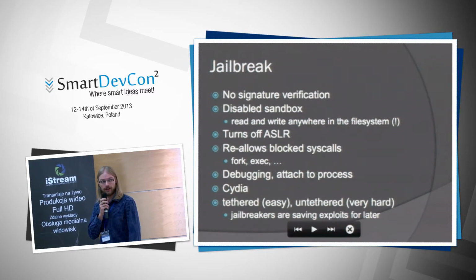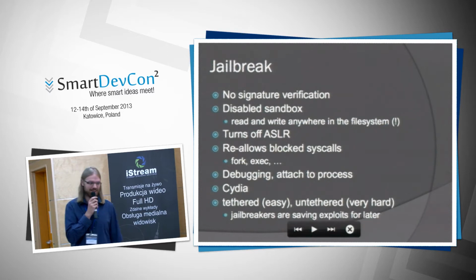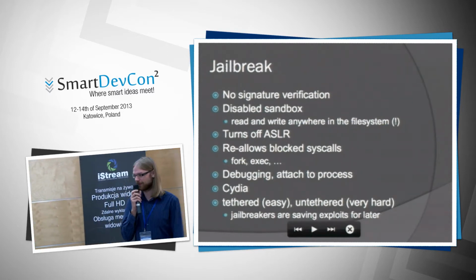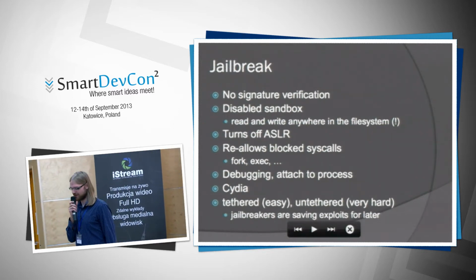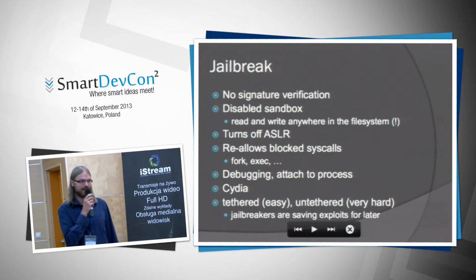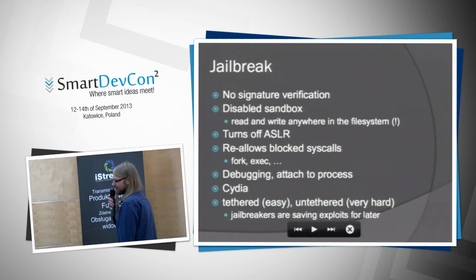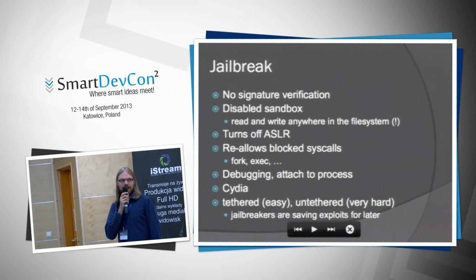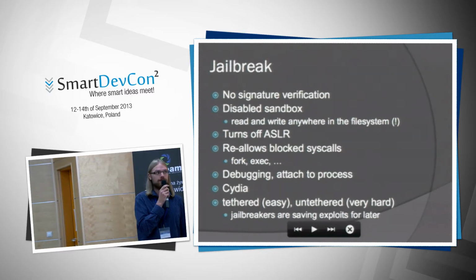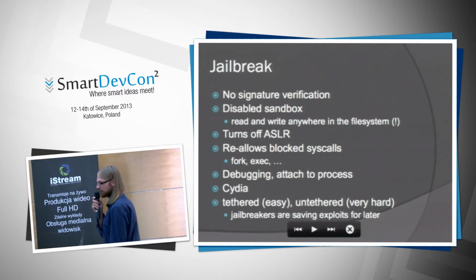Jailbreaking a phone is usually done by guys like Stefan Esser. I think you have probably heard about him. And these other hardcore developers invest an enormous amount of time into developing, finding and researching exploits. There are two types of jailbreaks that are usually published. One is called tethered, the other is called untethered.